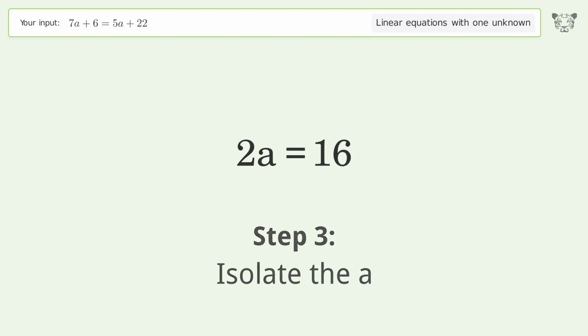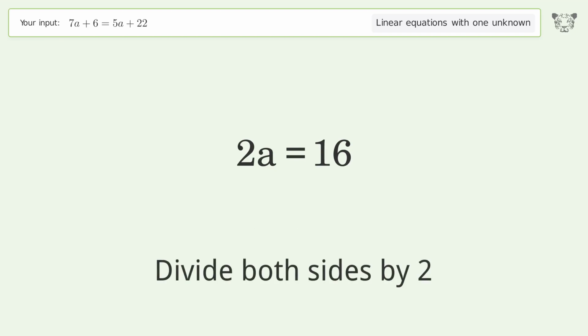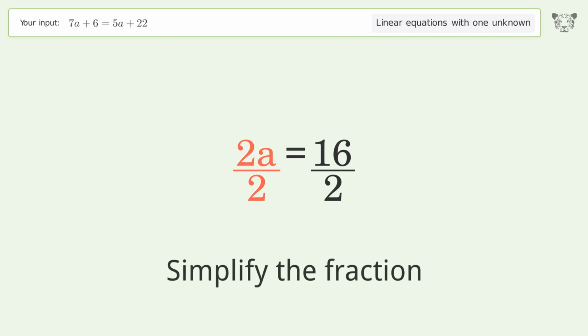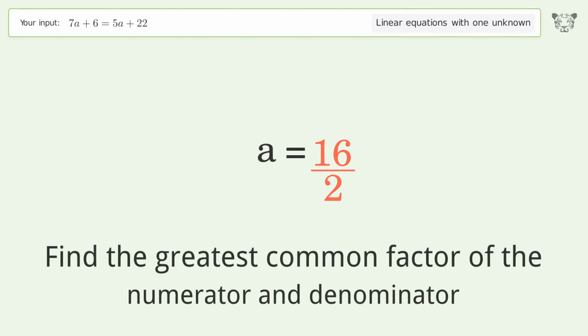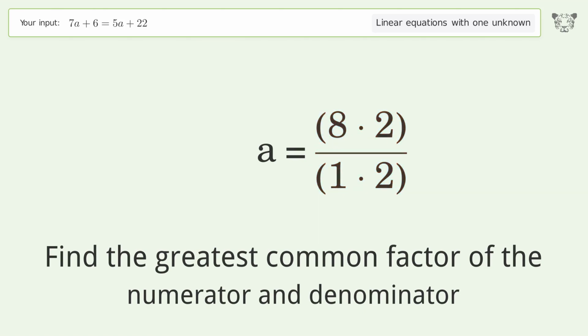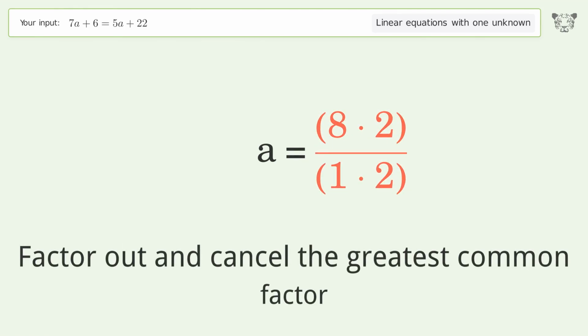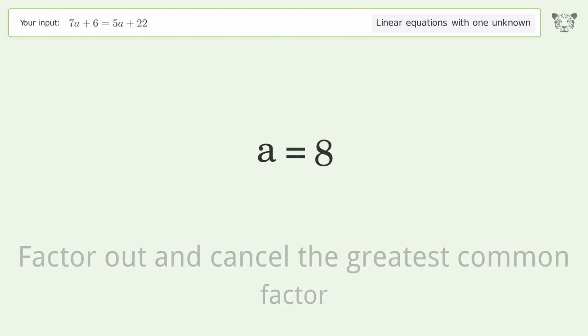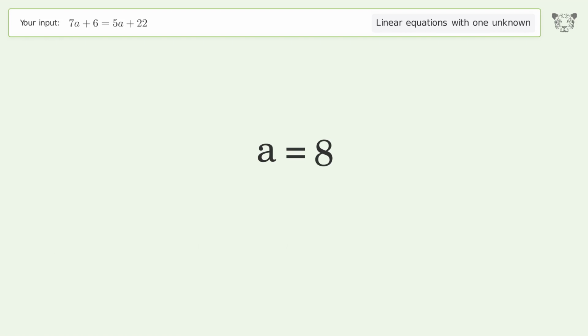Isolate the a. Divide both sides by 2. Simplify the fraction. Find the greatest common factor of the numerator and denominator. Factor out and cancel the greatest common factor. And so the final result is a equals 8.